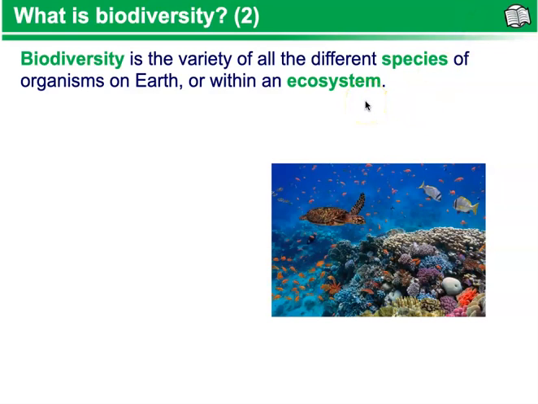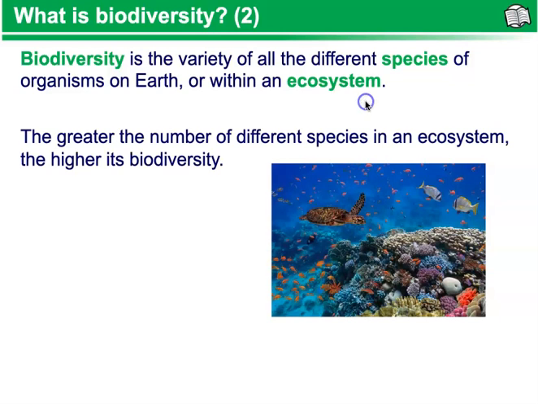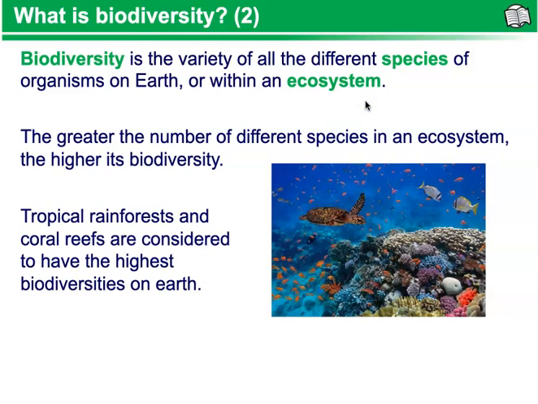So biodiversity is the variety of all the different species of organisms on Earth or within a specific ecosystem. The greater the number of different species in an ecosystem, the higher the biodiversity. Tropical rainforests and coral reefs are considered to have the highest biodiversities on our planet.